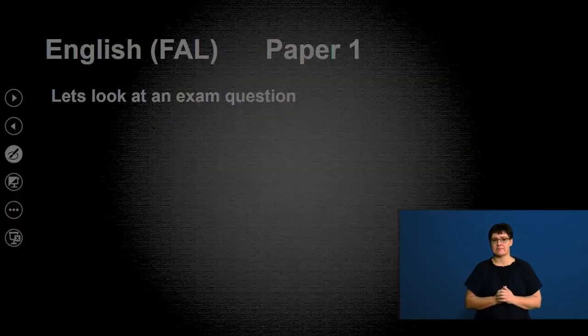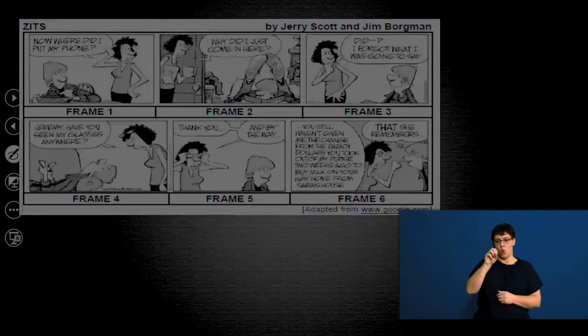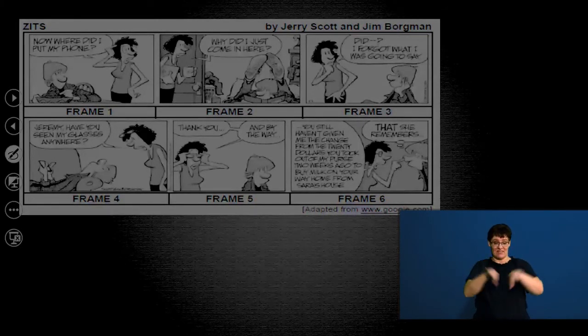and look at an exam question. This cartoon appeared in the 2019 November NSC exams in the English First Additional Language paper. So I'm going to very quickly look through the frames.